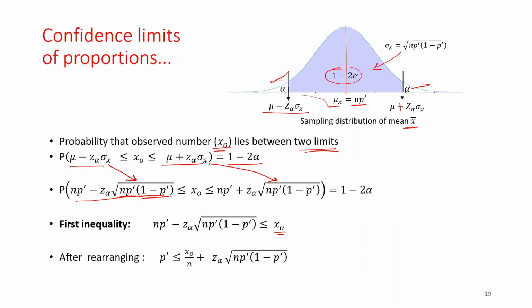X0 is the number of defective items observed. So X0 is greater than this part, the left hand side. Same thing I am writing here. Then, by rearranging, P dash should be less than this value. So we take the first inequality and write P dash, which is equivalent to P dash less than X0 by n. I take this part on the right hand side and divide by small n.